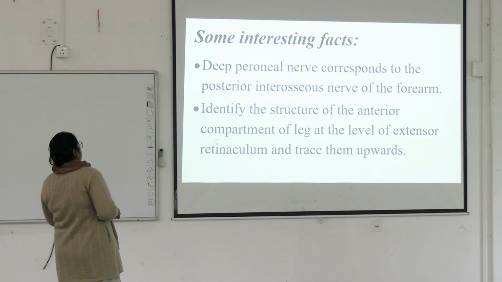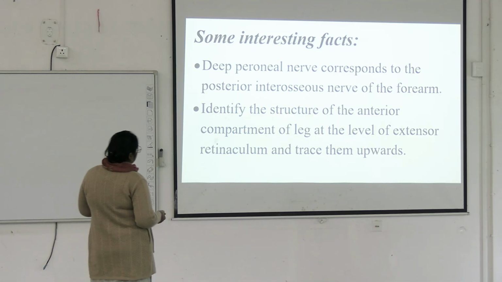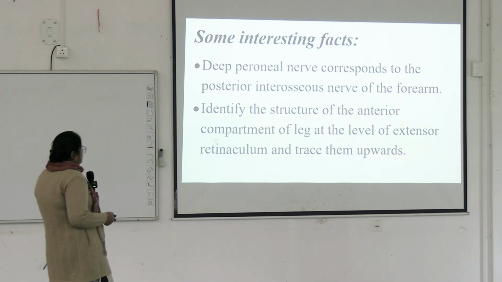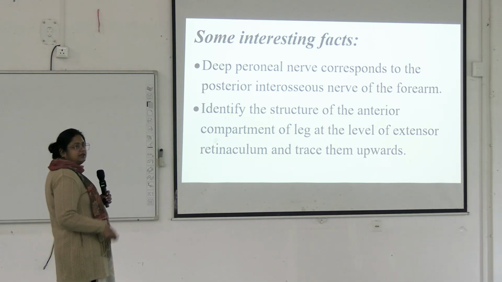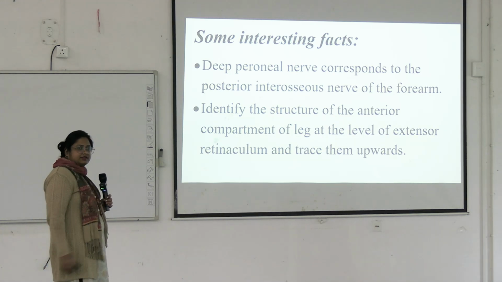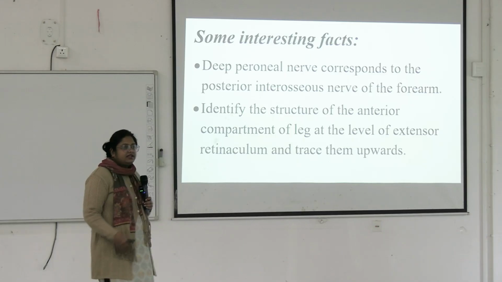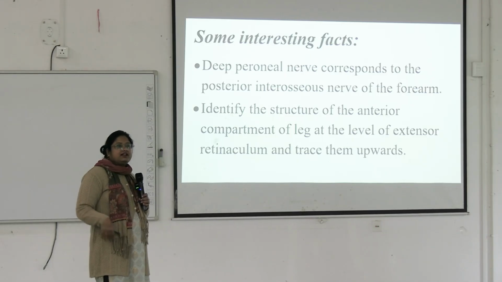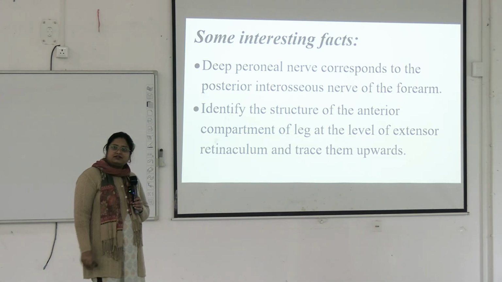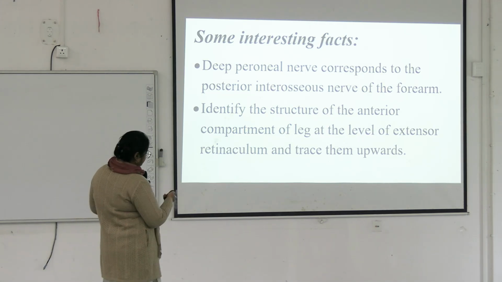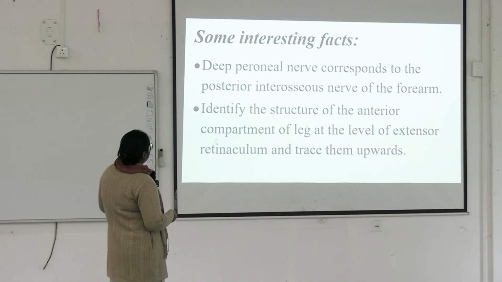And identify the structures of anterior compartment of the leg at the level of extensor retinaculum and trace them upward to identify the nerve. Okay, in front of the ankle joint you can clearly identify the nerve, deep peroneal nerve. Then you have to trace the nerve upward to identify it in the leg.